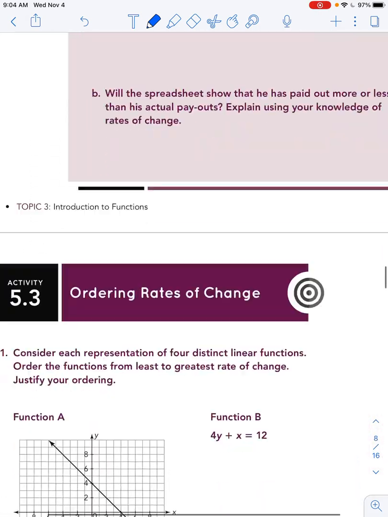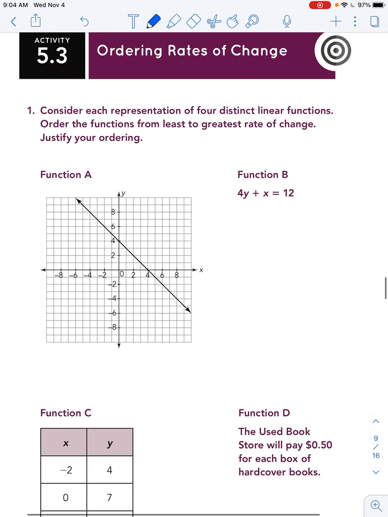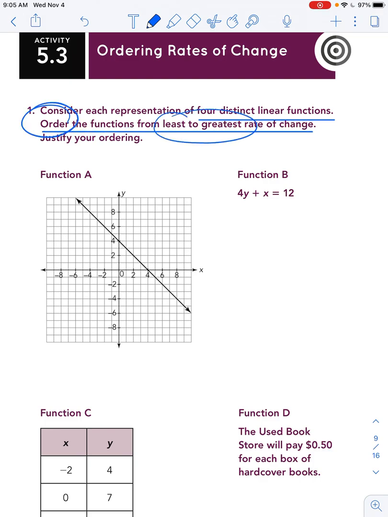Okay, and we're going to skip 5.2. We're going to go over to 5.3. So as I look at 5.3, again, consider each representation, but this time it's 4 distinct linear functions. It's not just 2. We're going to do all 4. And then we're going to order the functions from least to greatest in the change. Okay, so that's important, least to greatest.